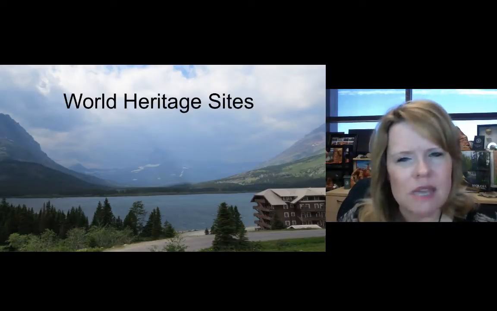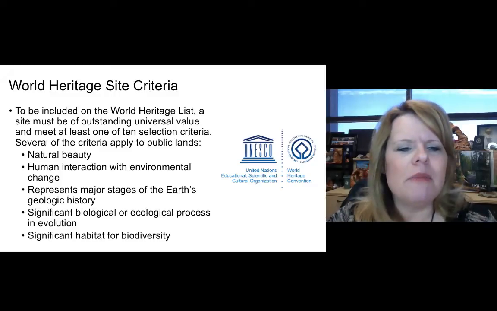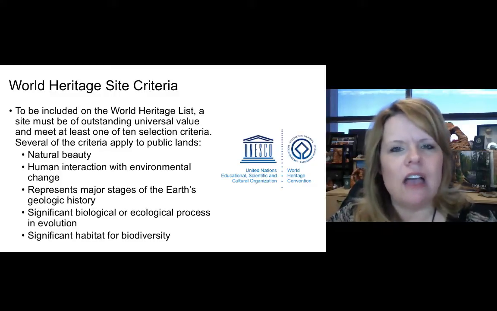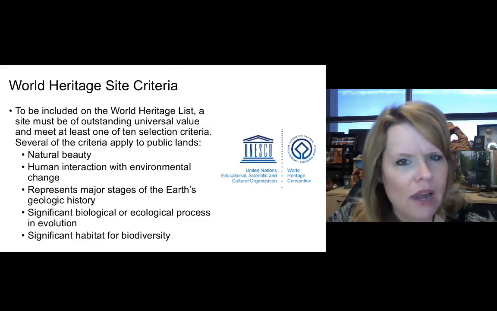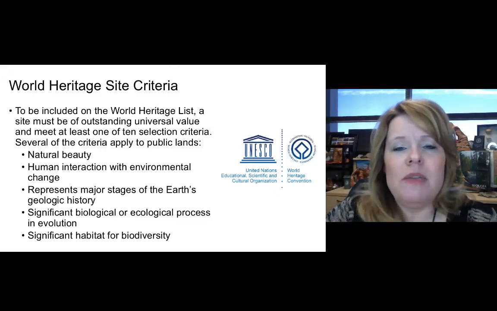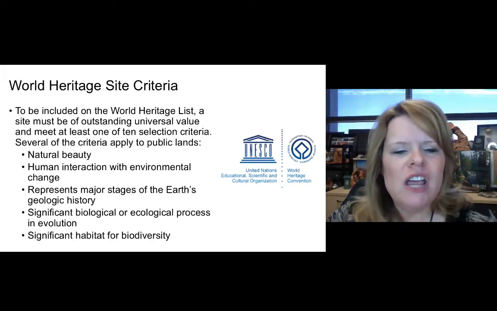So what does that really mean? To be included on the World Heritage List, a site must be of outstanding universal value, not just local value to a nation. And they must meet at least one criteria for being selected. There are 10 criteria, which some of them have nothing to do with nature. Several criteria apply to public lands.